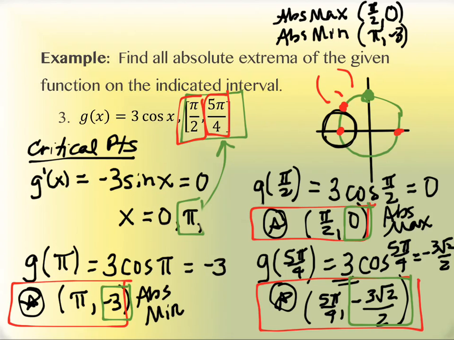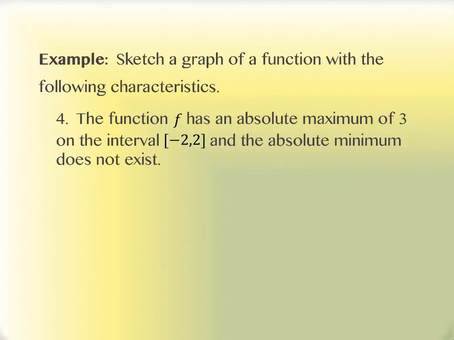All right, I have one more example. It's really quick, so we have time to just barely squeeze it in. We're going to sketch a graph with some characteristics. I have 3 examples you're going to do in your homework, so this is one of those places where you have a little bit of flexibility. This one tells you you've got a function with a maximum value of 3 between negative 2 and 2, and that the absolute minimum doesn't exist.